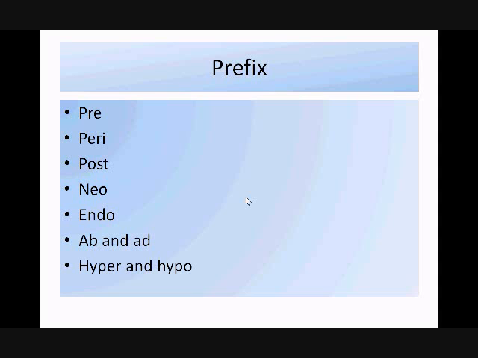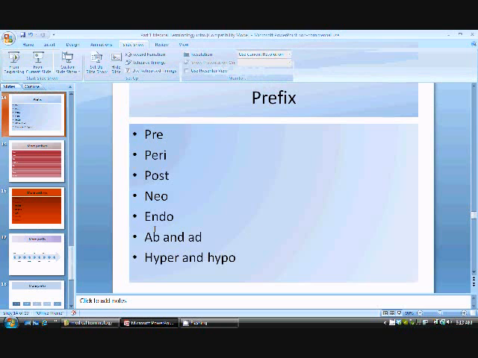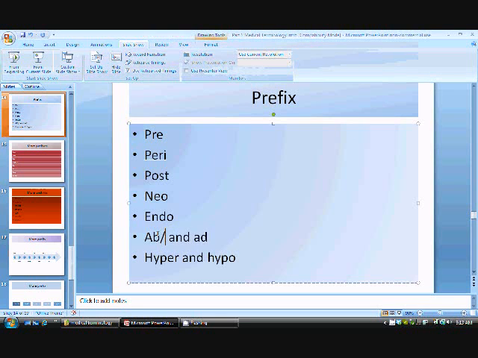Neo. So if you say neonatal or neonate, you're talking about newborn. Endo, the inside. Ab and ad, these are very simple ones here. Let's say if you say something like abnormal, it means that it's away from normal.